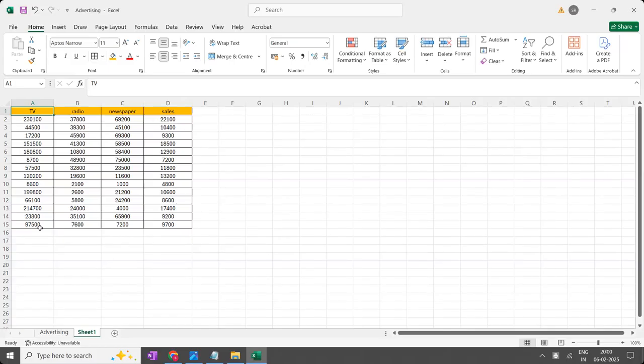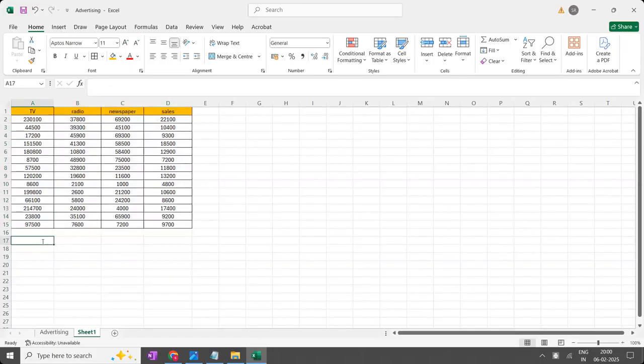Then, what is the relation between TV and sales? What is the relation between radio and sales? What is the relation between newspaper and sales? If you increase the radio, whether sales will increase or decrease. Like this, the data analyst will analyze the data and present it. Then what will a data scientist do? They'll take the same data and predict the future.